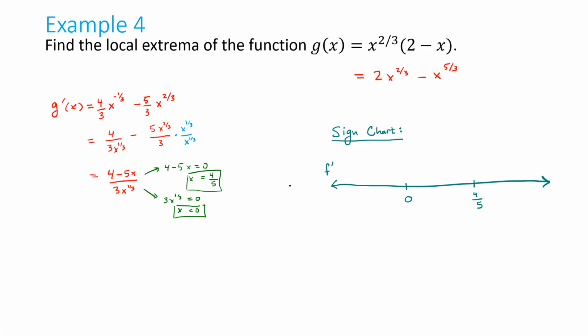So we've got, let's see, actually call it G prime instead of F prime. So our G prime is 4 minus 5x over 3x to the 1/3. So what I can do is just look at those two factors separately, 4 minus 5x and 3x to the 1 over 3.